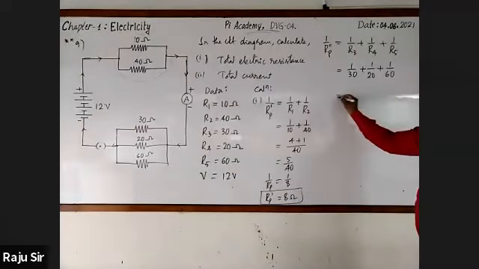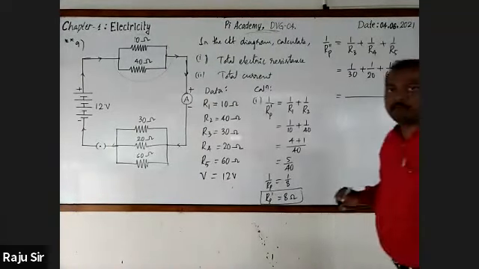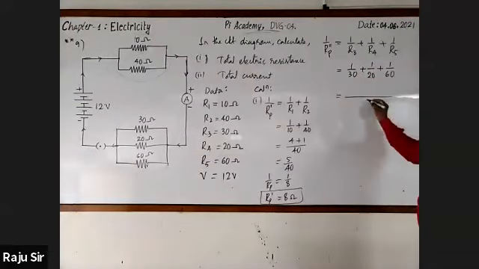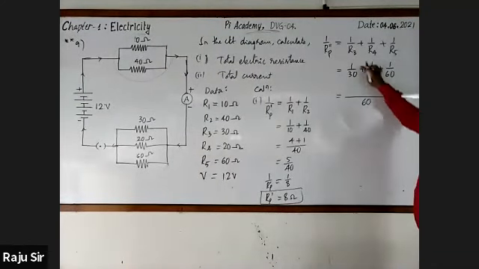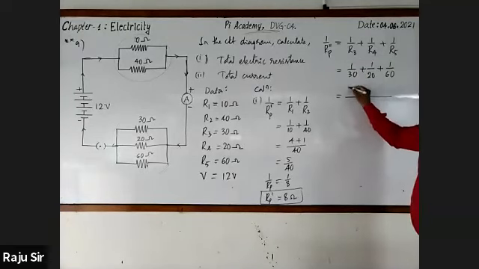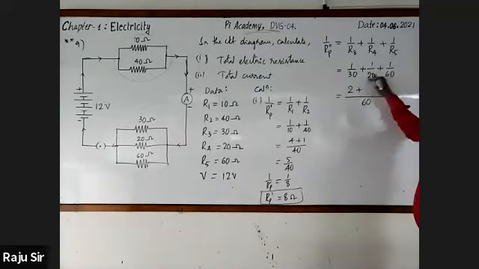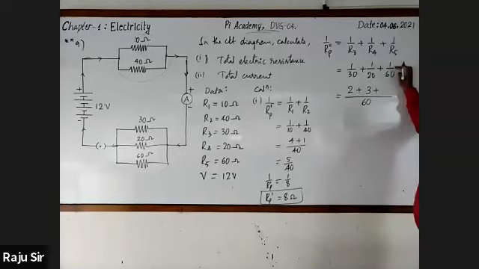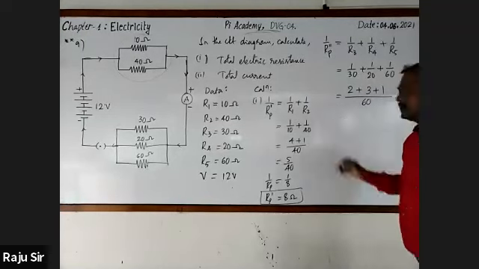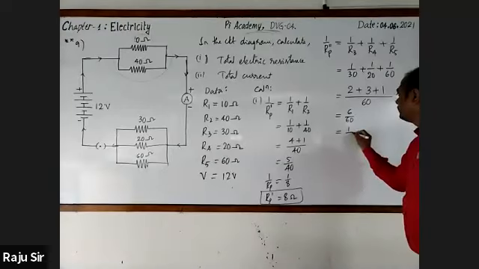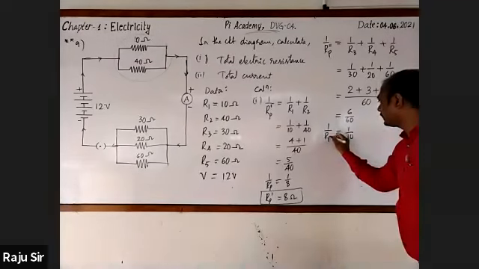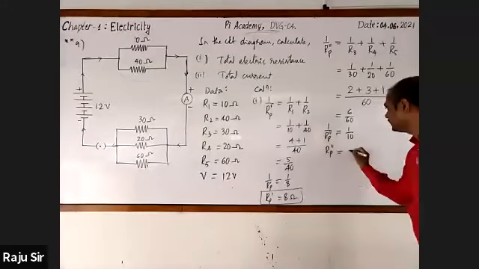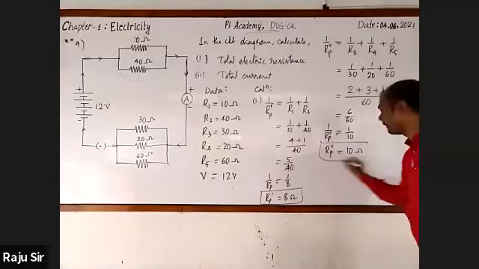Next, this is equal to, take the LCM of all three, 30, 20, 60. LCM is 60. Multiply 60 with the first term, 3 ones are 3, 2 twos are 2. With the second term, 2 ones are 2, 3 twos are 6. With the third one, 6 ones are 6. It is 6 by 60, which is 1 by 10. So 1 by RP double dash is 1 by 10, RP double dash is 10 ohm.